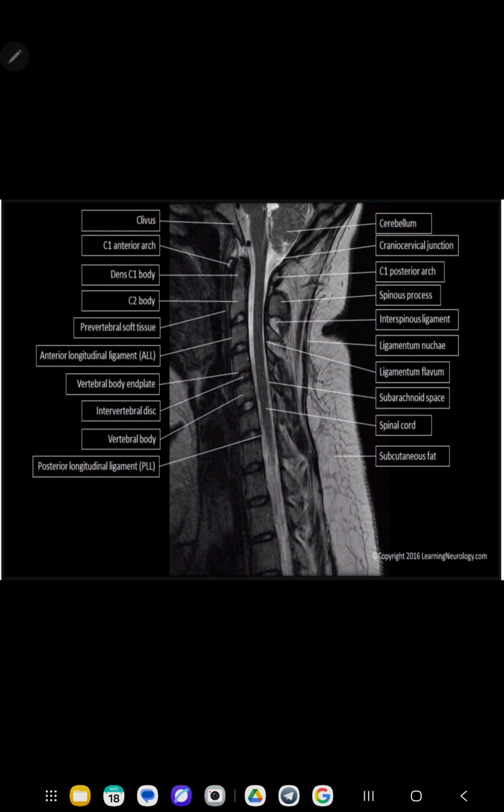If we are looking at this image, here will be the clivus. This is the dens or the odontoid process, and this is the anterior arch, and this is the posterior arch. So behind the dens is the transverse ligament. From the apex of the dens to the occiput is the apical ligament. From the anterior arch of the atlas to the occiput is the anterior atlanto-occipital membrane. In front will be the anterior longitudinal ligament.